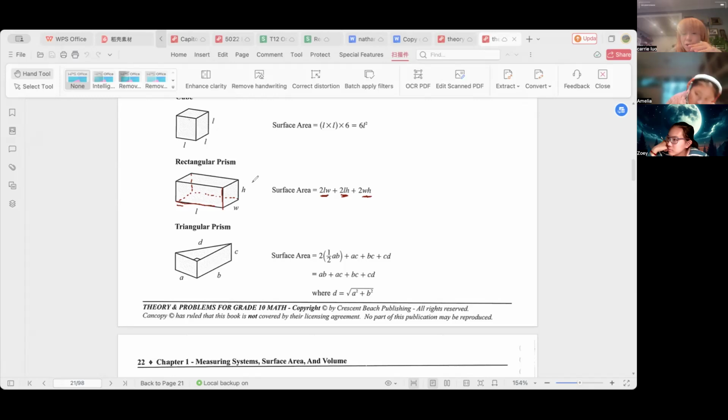Because each of them looks like they have sets, they're the same. So I can just do 2 times (LW plus LH plus WH).